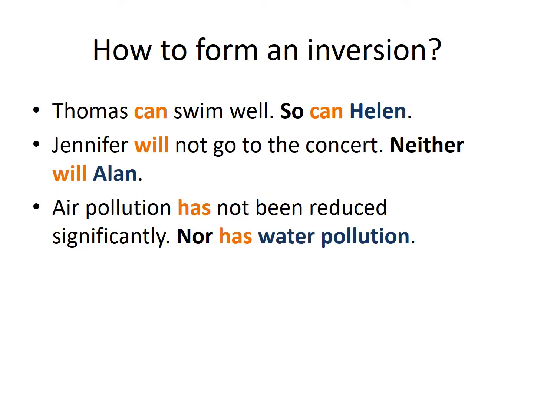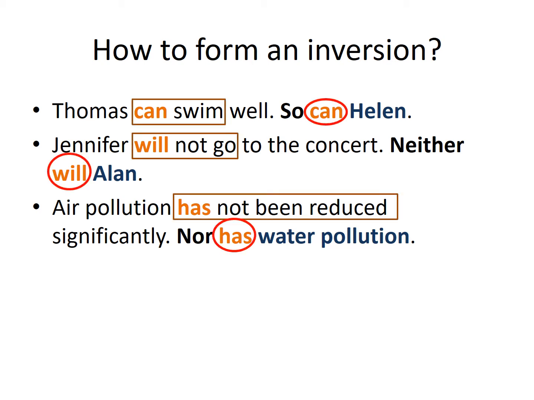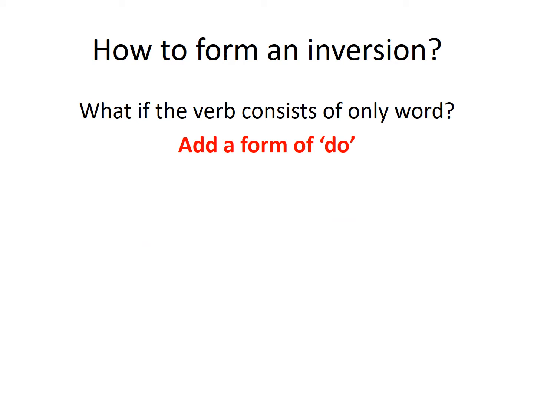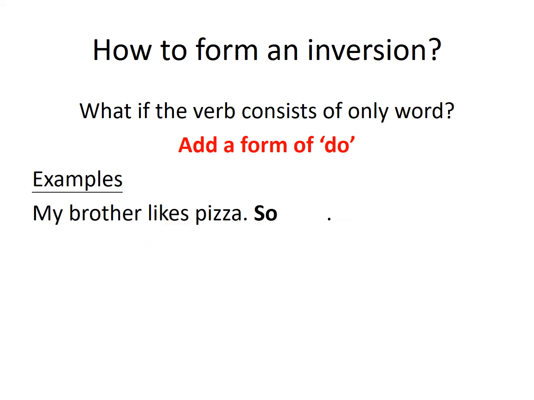In the previously mentioned examples, all of them have taken the first part of the verb as the verb, and they are then followed by the subject. So what if the verb consists of only one word? In this case, we need to add a form of do. For example, my brother likes pizza. There is only one word, likes, as the verb. Therefore, after the word so, we need to add do to be the verb before the subject I.